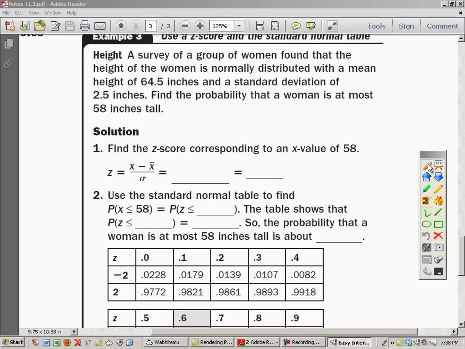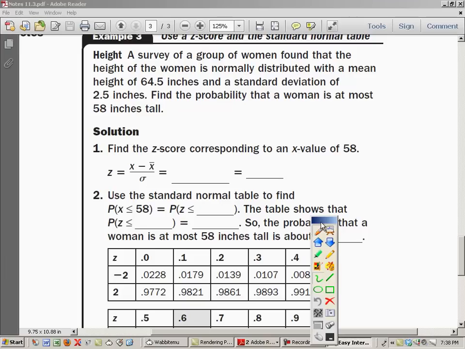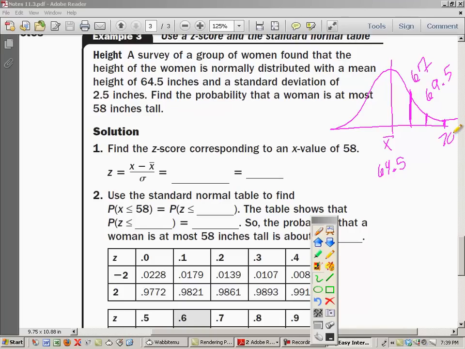The first thing we have to do is figure out what our bell curve is going to look like. We know that we're going to have our little bell curve here, and x bar is going to be 64.5. Now, 1 standard deviation above that is going to be 64.5 plus 2.5, which comes out to 67. So 67 inches would be 1 standard deviation above. 2 standard deviations above would be 69.5, and 3 standard deviations above would be at 72.